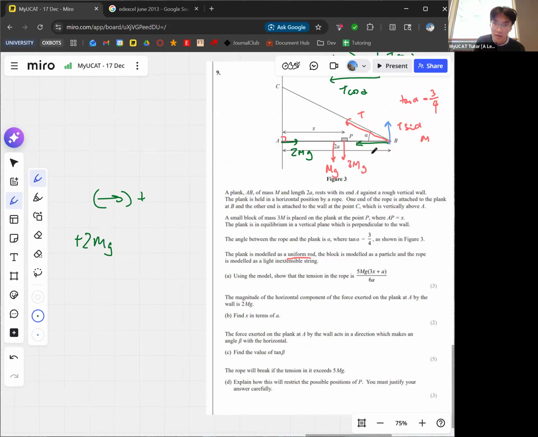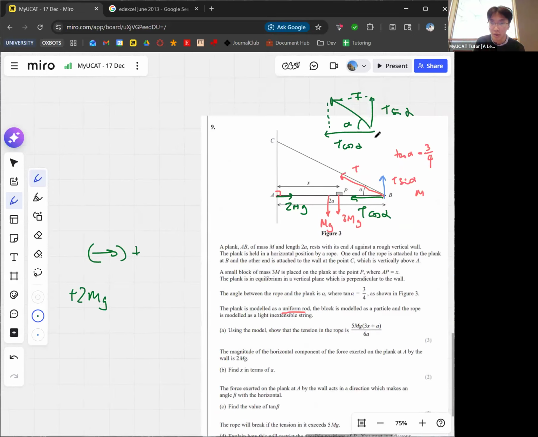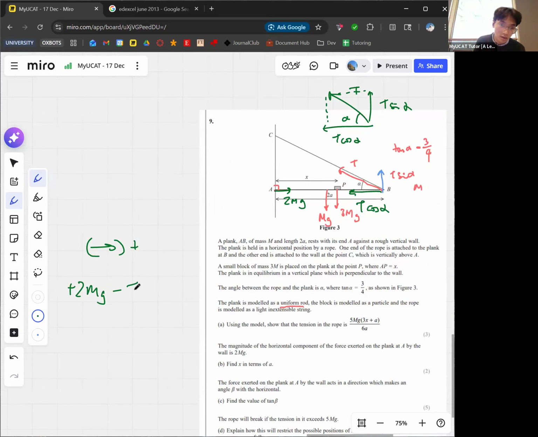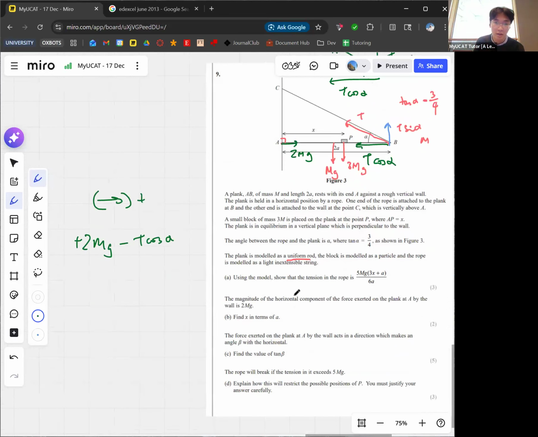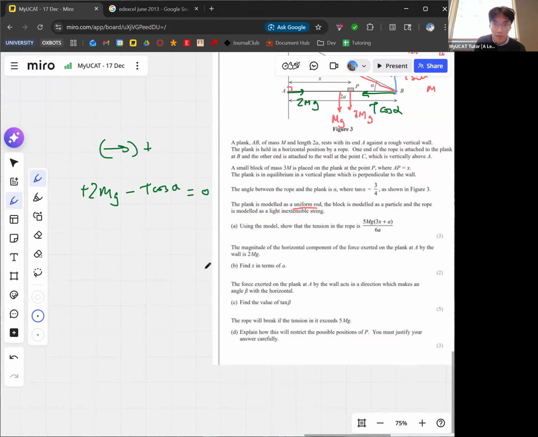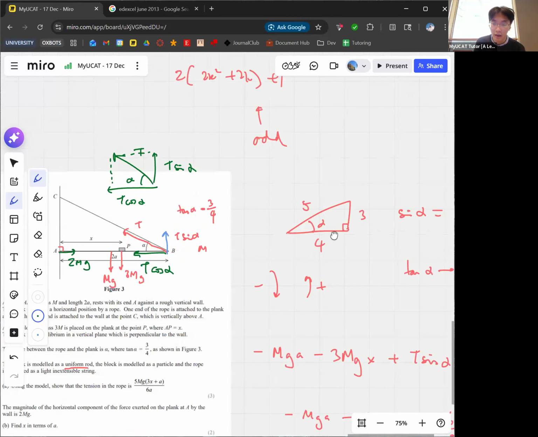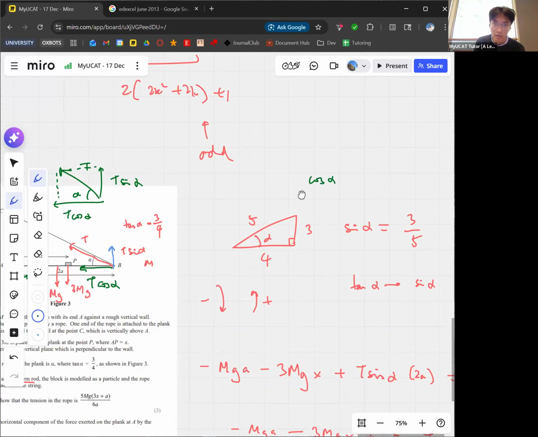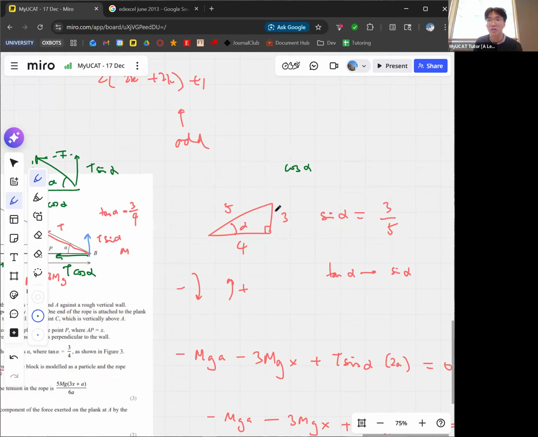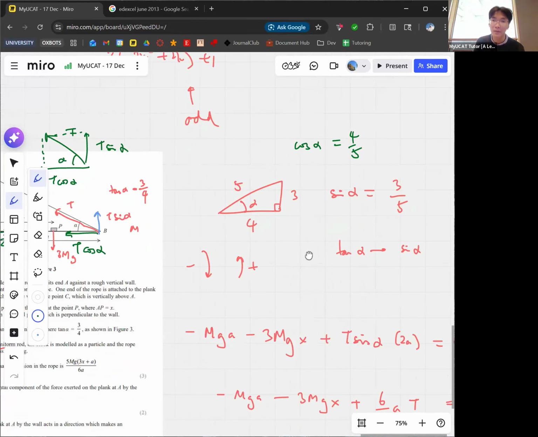And that actually comes from this T cos alpha that I mentioned above. So this becomes minus T cos alpha. And that's it. The rest of the stuff won't have a component because they're all vertical forces. If this is equal to 0, you should be able to see that T cos alpha equals 2mg. And you know that cos alpha is, like SOHCAHTOA, adjacent over hypotenuse, so cos alpha should be 4/5, right?